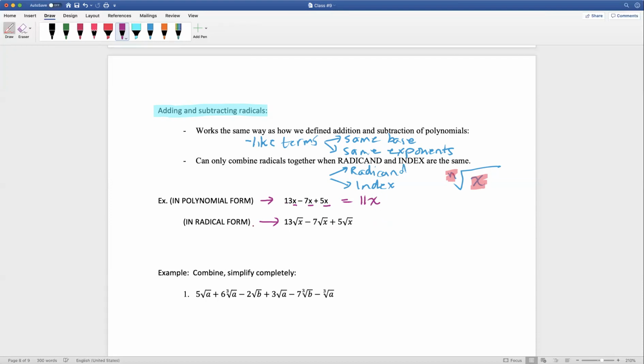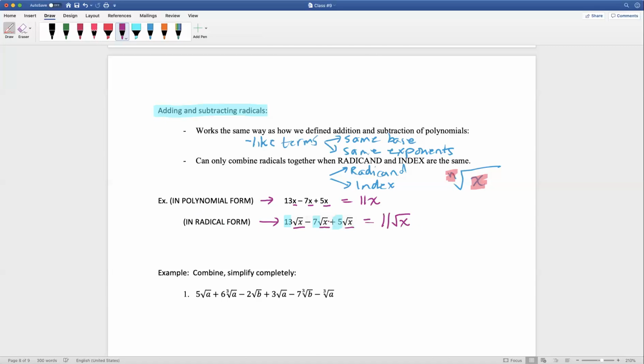It's exactly the same thing in radical form. When we go to combine these, I'd say, okay, well, this is the square root of x, this is the square root of x, this is the square root of x. So all of the radicands are the same. They all have an x. And notice too that they all have the same index. There's a little hidden 2 over here. So that means we're going to be left with the square root of x. Well, how many of them? Then we just use the coefficients to tell us how many of them we have altogether. 13 minus 7 is 6, and 6 plus 5 is 11. So this is the same thing as saying 11 square root of x.